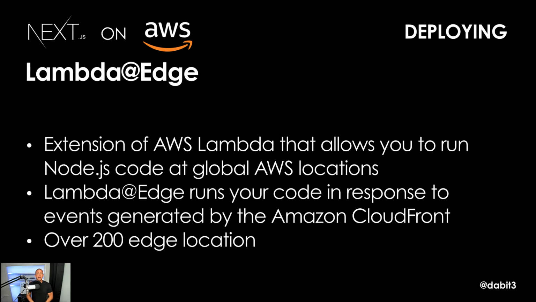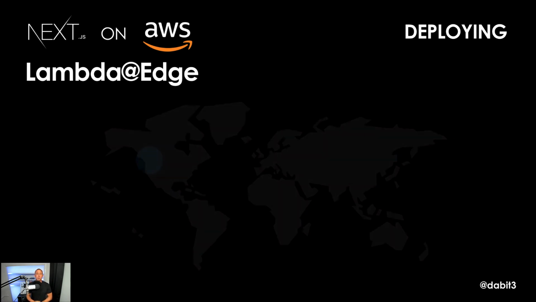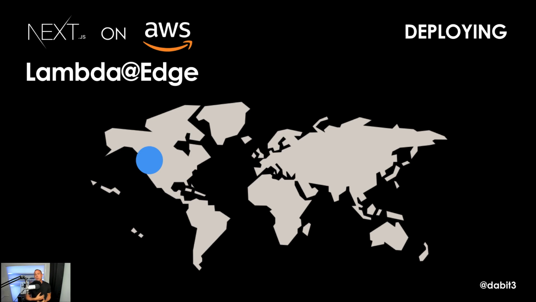Lambda Edge is an extension of AWS Lambda that allows you to run Node.js code at global edge locations. So you create your function at a single location, it replicates to all of these over 200 edge locations. And Lambda Edge runs your code in response to events that are generated by Amazon Cloudfront. So they work together in the sense that Cloudfront will take the request and then invoke the function that is living at Lambda Edge. So to work with Lambda Edge, you would find the region probably closest to you. So let's say you're on the West Coast, you might be taking advantage of one of the US West locations. You would deploy your function.